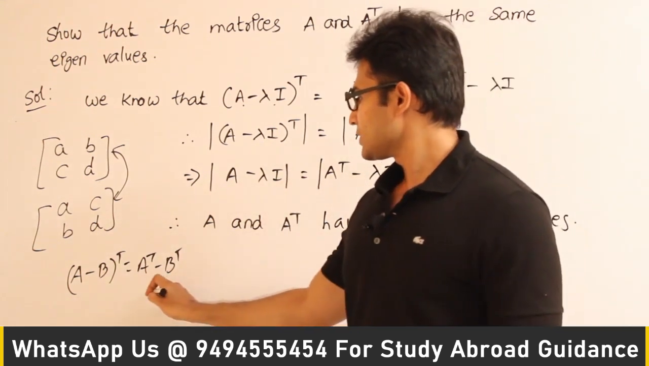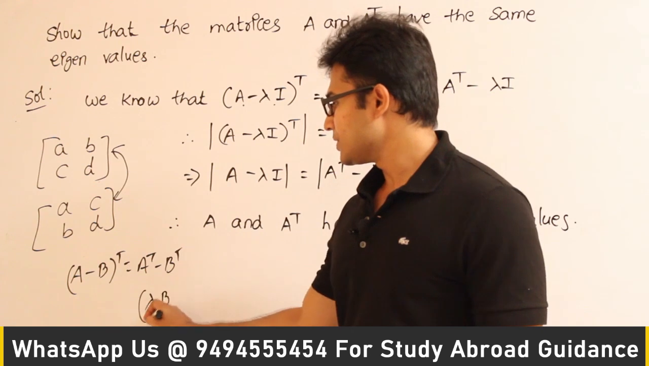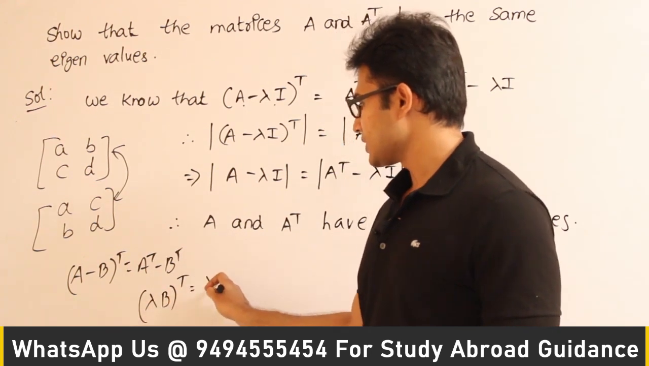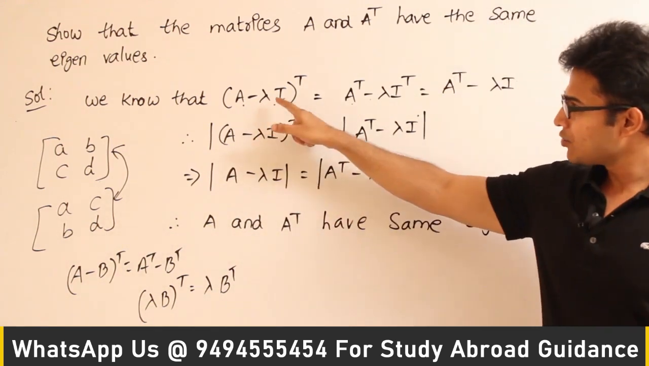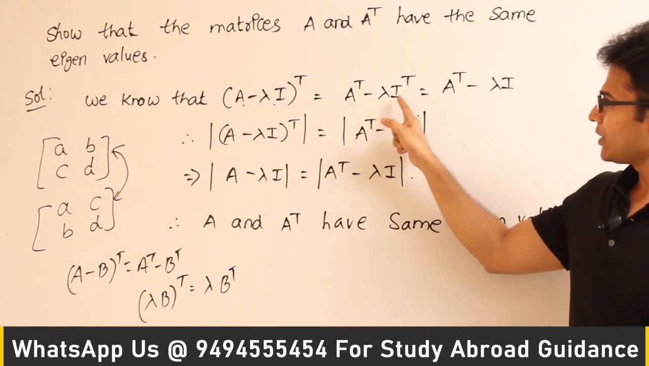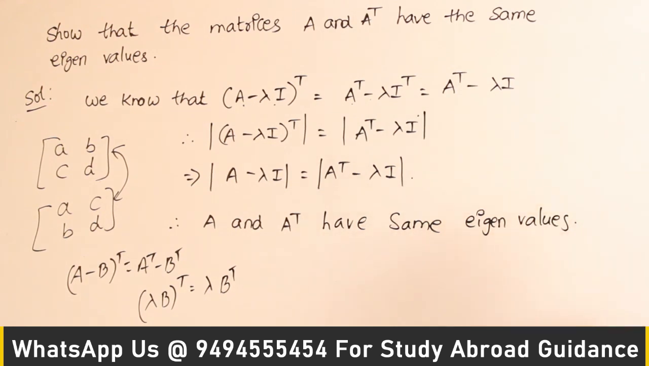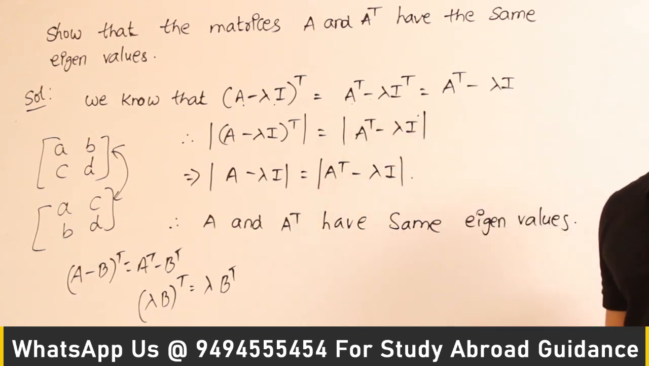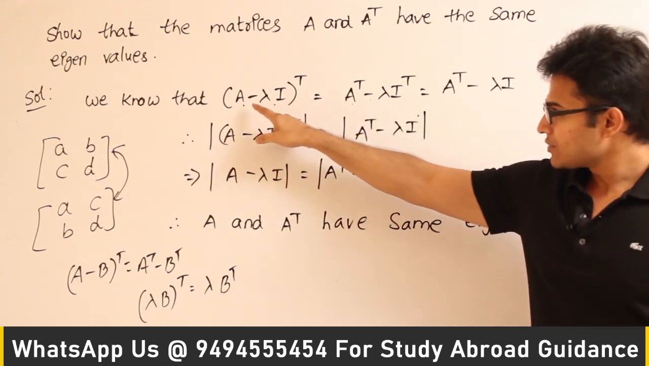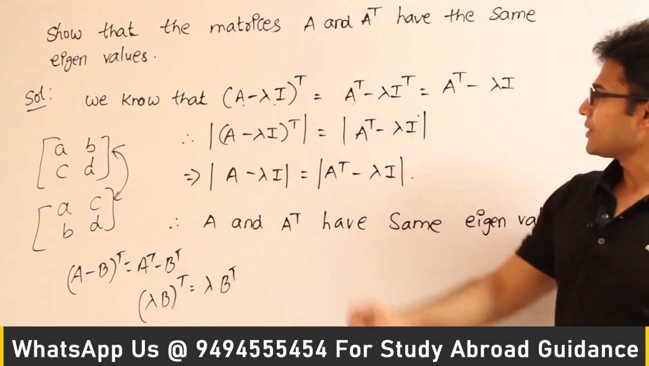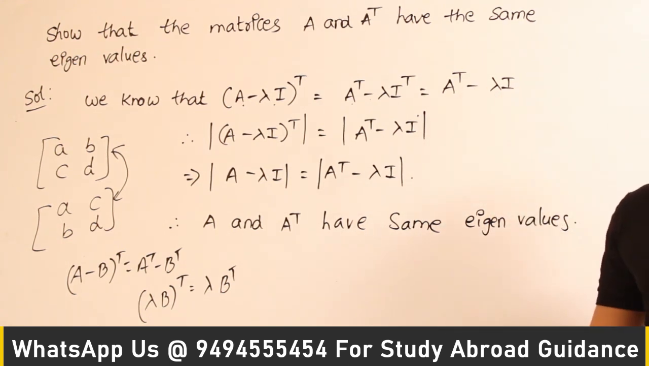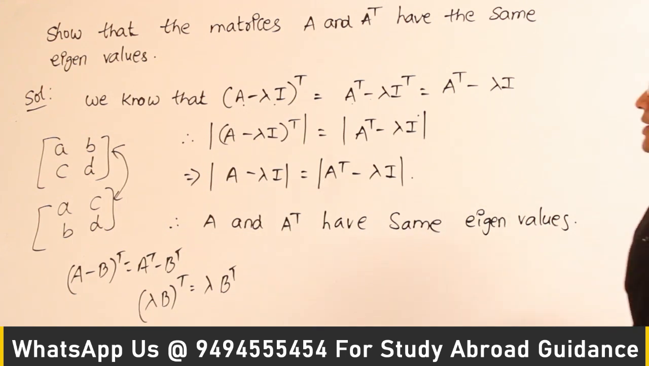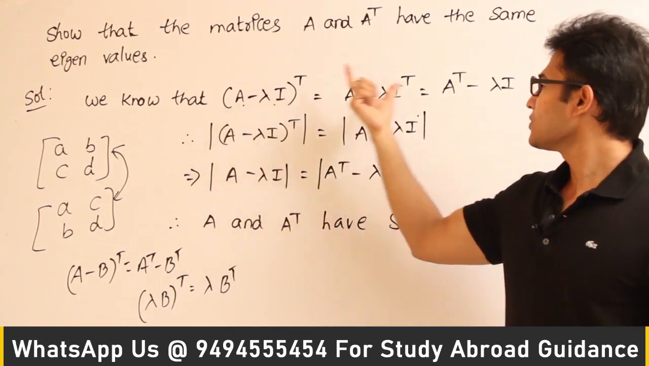Why? Because lambda into B, let's say B is a matrix, its transpose is nothing but lambda into B transpose. That is why (lambda into I) whole transpose is nothing but lambda into I transpose. Got it? And now we know that I transpose is nothing but I itself. So this entire expression (A minus lambda I) whole transpose boiled down to A transpose minus lambda into I. Got it? Okay.